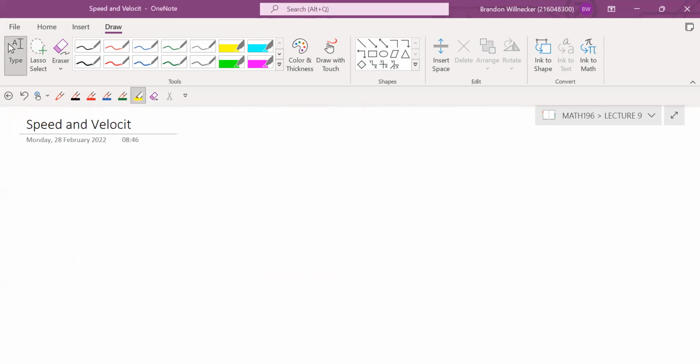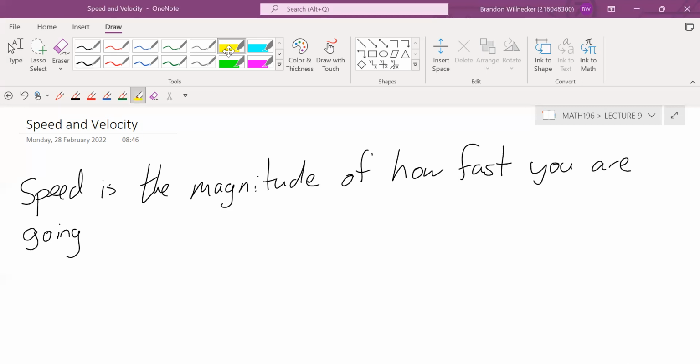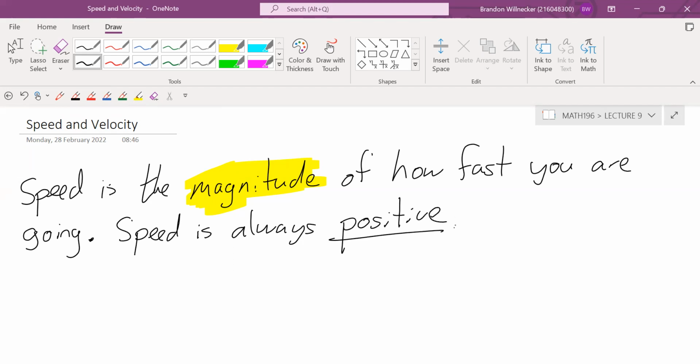So speed and velocity. Okay, so let's just start off with the definition so we're all on the same page. So speed is the magnitude of how fast you are going. Okay. So everyone knows what speed is. You're driving in a car, you see the speedometer. But the key thing is, it is the magnitude of how fast you're going. Okay, so it is always positive. It's just some positive number that talks about how fast you're going. So speed is always positive. So that's the key idea.